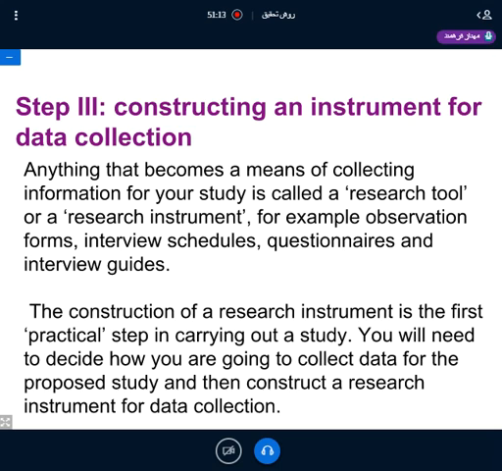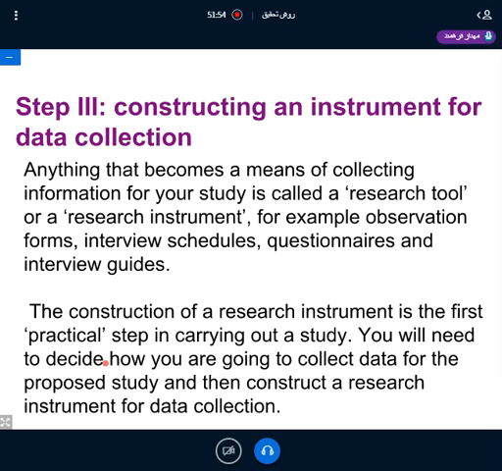Anything that becomes a means of collecting information for your study is called a research tool or a research instrument. For example, observation forms, interview schedules, questionnaires, and interview guides. So anything that is needed for collecting information is a research tool or research instrument. It is very important to choose the right and correct instrument or tool.